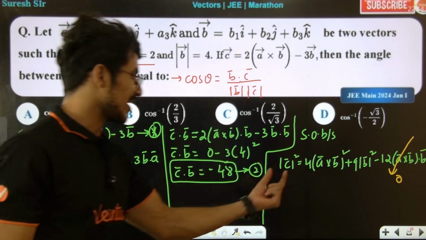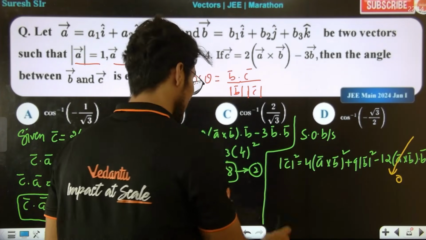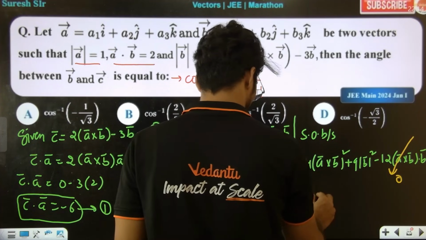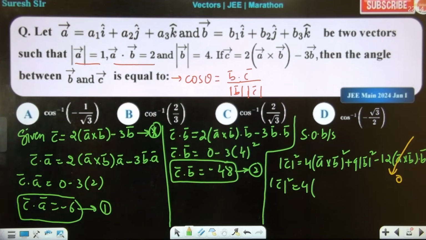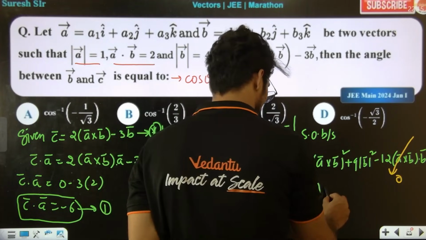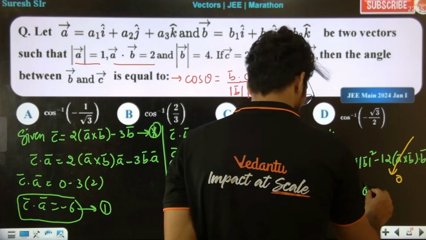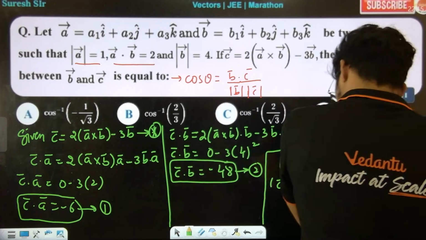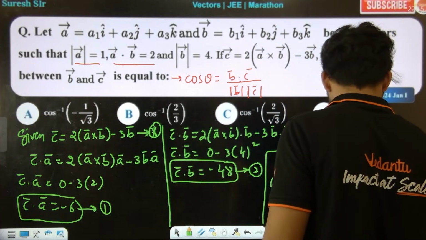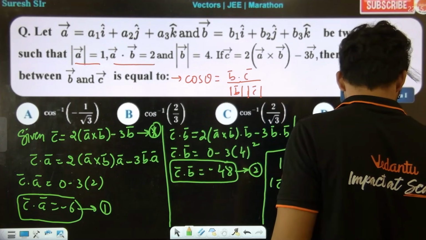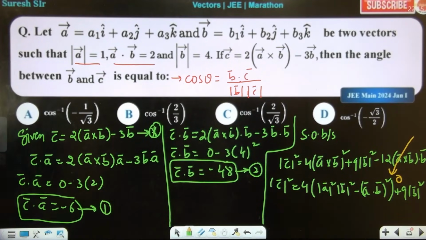So can we apply Lagrange's identity here? Do you agree? Yes or no? Yes, sir. What is Lagrange's identity, sir? So can I write this as magnitude of A square magnitude of B vector square minus A dot B whole square. Check. Plus 9 times of magnitude of B square. Any doubts? Do you agree, people? Yes or no?